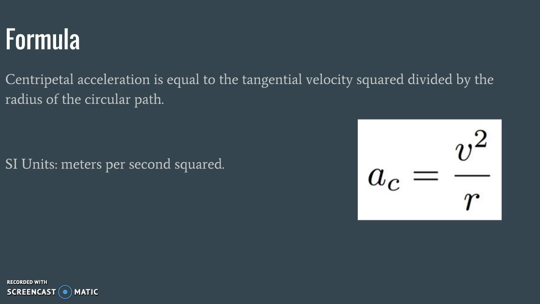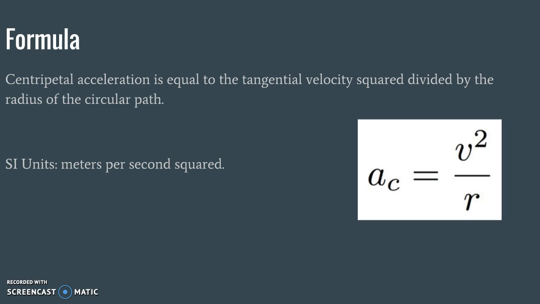The SI units for centripetal acceleration are the same as the SI units for acceleration. Centripetal acceleration is just acceleration by another name. It's meters per second squared. Hopefully you remember that. If you don't, you could always use unit analysis.